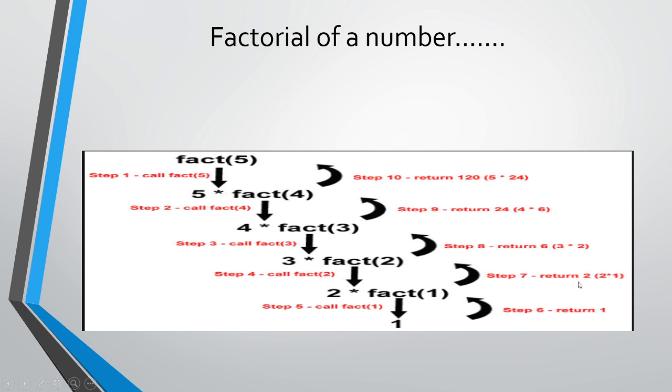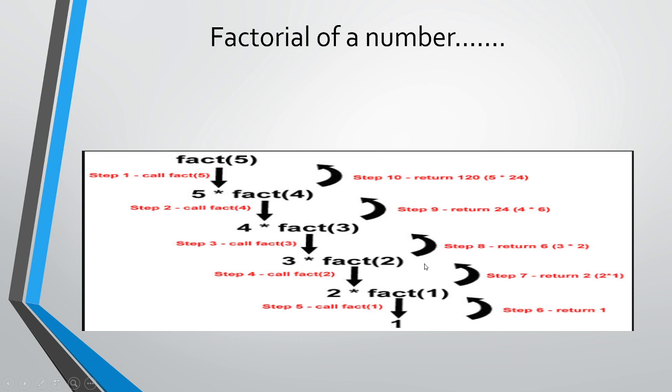The program stopped at the statement return 2 into factorial of 1. So it will be executed. Factorial of 1 is 1, so we will get 2 into 1, and the result 2 will be returned. So 2 is the result of factorial of 2.